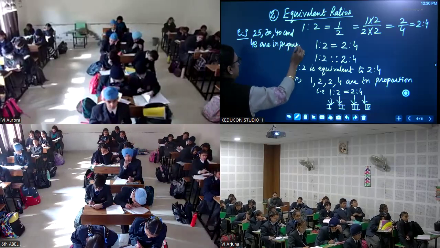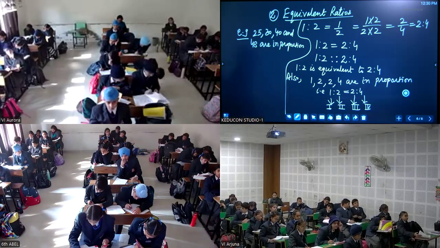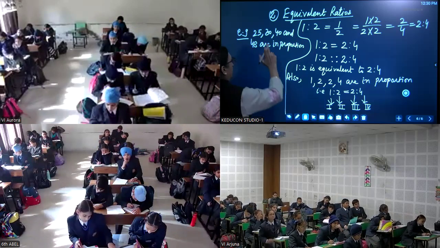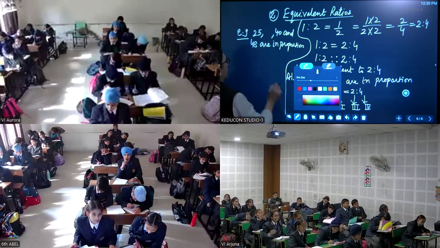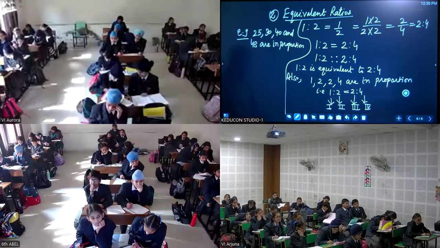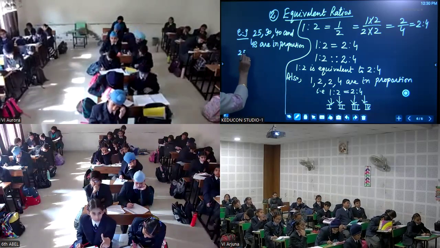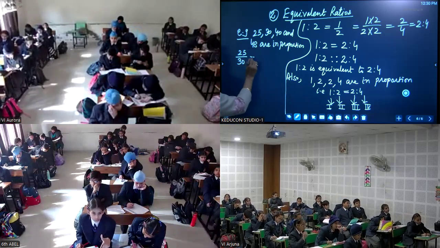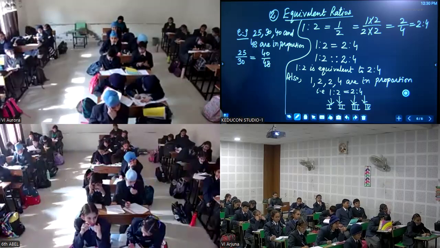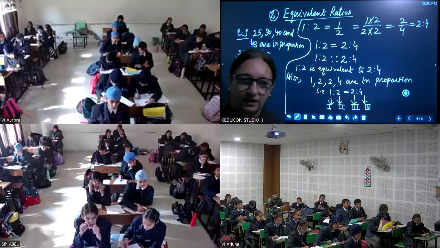What do you mean by this? If I say these are in proportion, what would you understand? 25, 30, 40 and 48 are in proportion. Four numbers are in proportion. It means 25 by 30 is equal to 40 by 48. Please check it. Are they equal? Check their ratio by cutting. Are they equal? Raise your hand if you say yes.